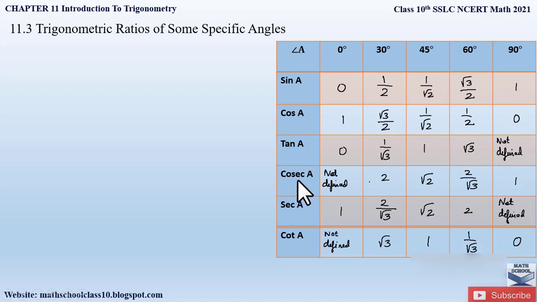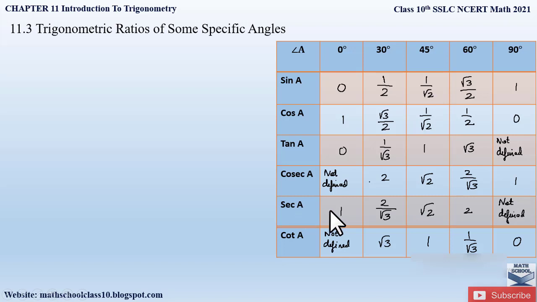is not defined. The values for cosecant are nothing but the reciprocal of sine. 1 divided by 0 will be not defined. Then the reciprocal of 1 by 2 is 2. Reciprocal of 1 by root 2 is root 2. Reciprocal of root 3 by 2 is 2 by root 3 and reciprocal of 1 will be 1 itself.